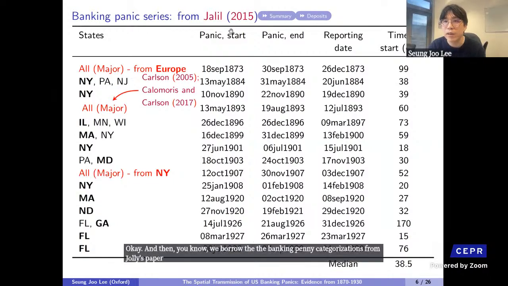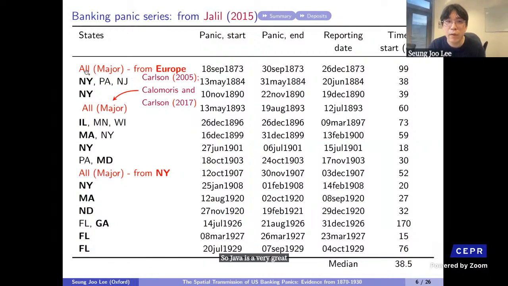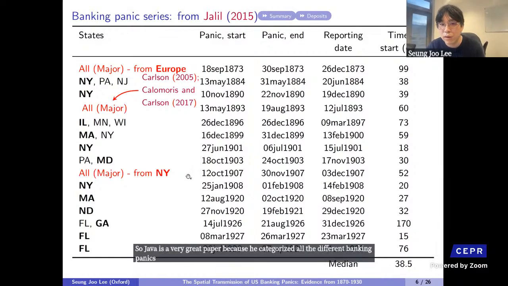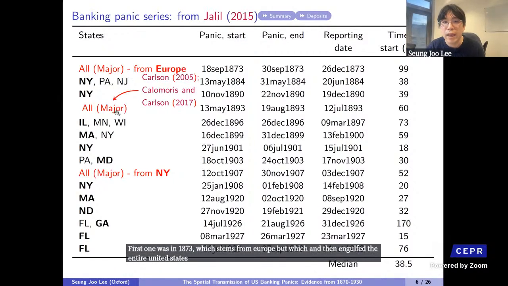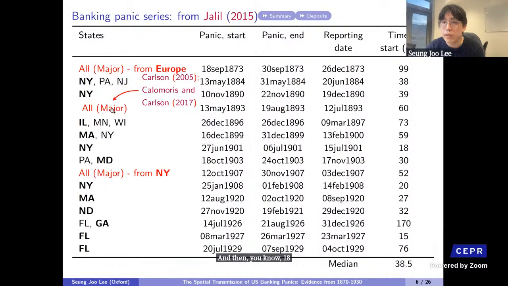So Jalil's is a very great paper because he categorized all the different banking panics across our sample period. For example, there were 3 major panics in our sample. The first one was in 1873, which stemmed from Europe and then engulfed the entire United States. And then the 1893 major panic was discussed by very nice papers by Kirsten and Calomiris and Carson.